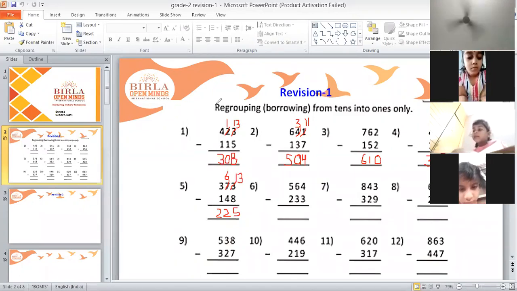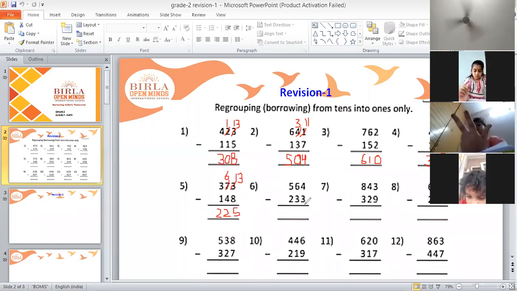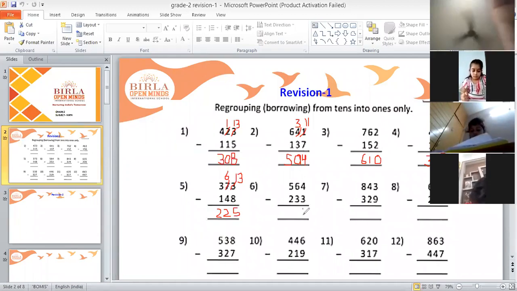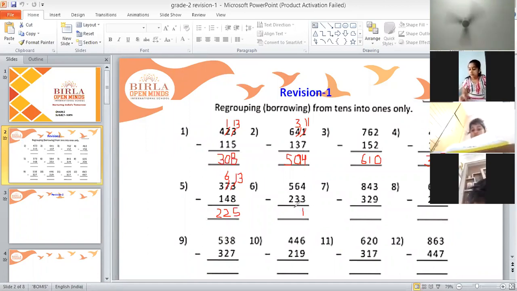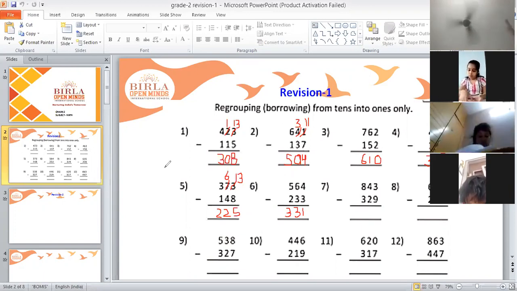Yes, very good. See children, here it is possible to take away 3 from 4 because 3 is less than 4. Fine. So now tell me, 4 minus 3, how much? 1. Very good. And 6 minus 3? 3. Very good. And 5 minus 2? 3. And what is the answer now? 331. Very good. Answer is 331.